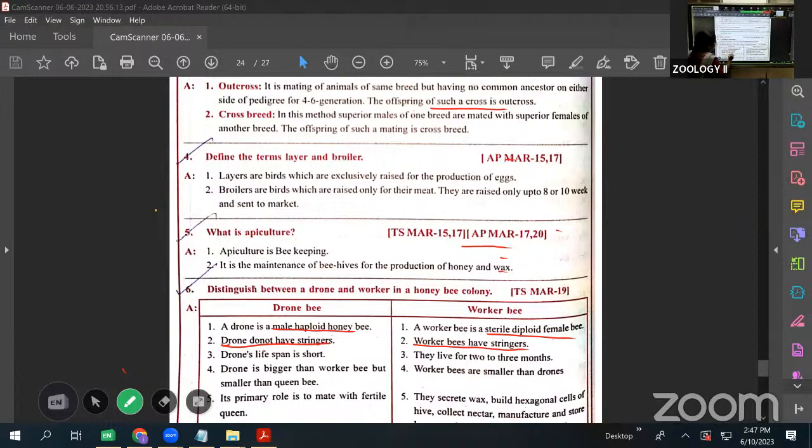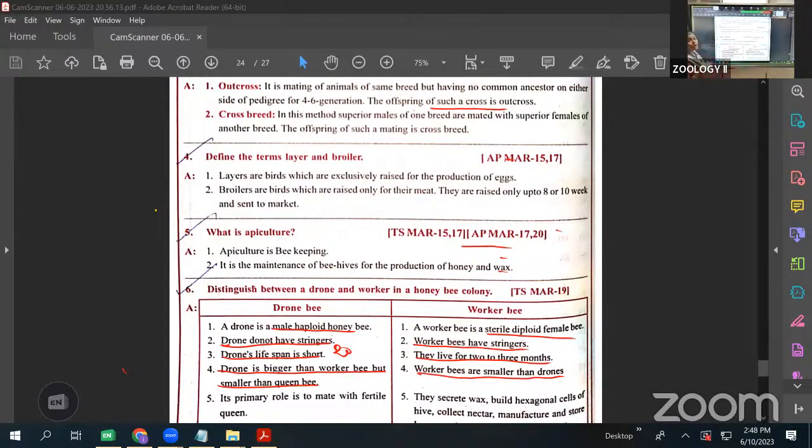Next, the drone's lifespan is short. They live some days only, 20 to 30 days. The drone is bigger than the worker bee and smaller than the queen bee. Clear? Throughout the colony, the worker is the smallest one, second is the drone, and the largest one is the queen.